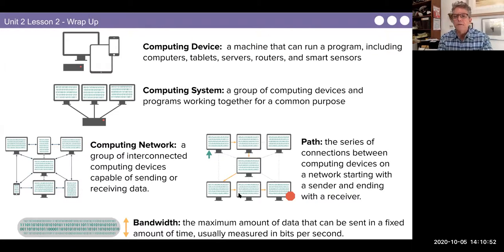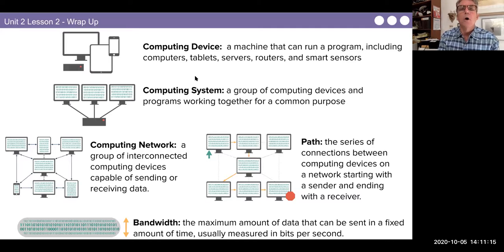Usually measured in bits per second or megabits per second. So when I test my speed on my computer, which has been terrible today, I get a measurement. I actually got 0.15 megabits per second. So I'm getting 150 bits per second. Not great. And my Zoom crashed.